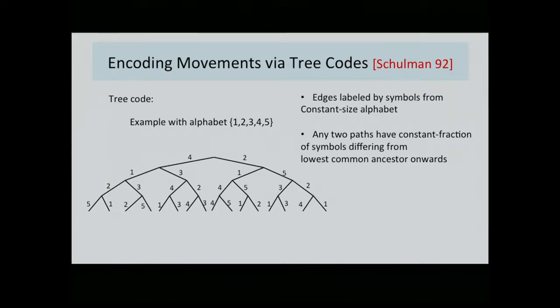And the goal of a tree code is to pick a labeling of the edges such that any two paths in the tree have a constant fraction of symbols differing if I look at the portion of the path from the lowest common ancestor onwards. So if I take an example here, if I look at these two paths, the first symbol is 4. It's the same for both of them just because they're traveling along the same path, so we don't count that. We look at the sequence of symbols after the paths diverge, and we get these two strings, 1, 2, 5, and 3, 2, 4, which differ in 2 out of 3 symbols. So this is the kind of property we have for a tree code.